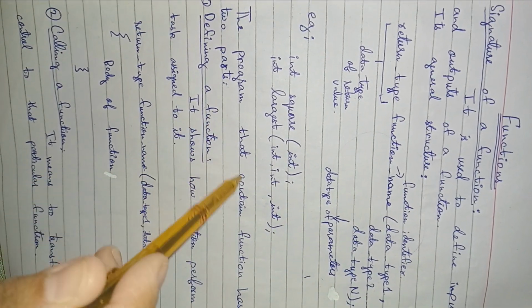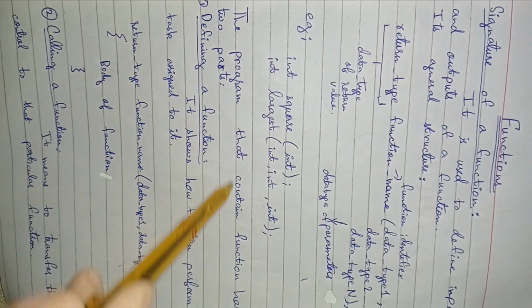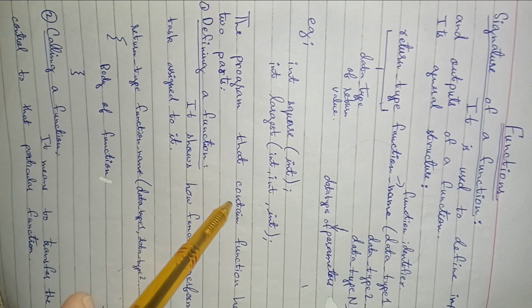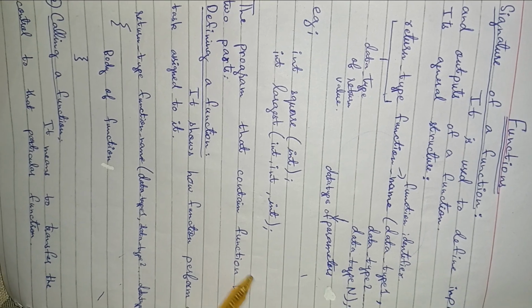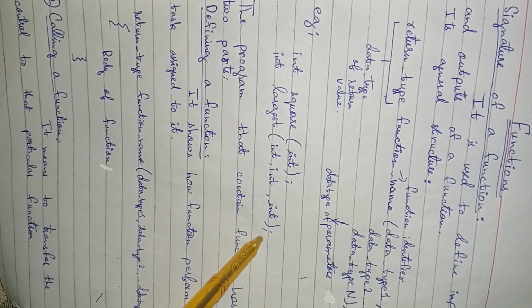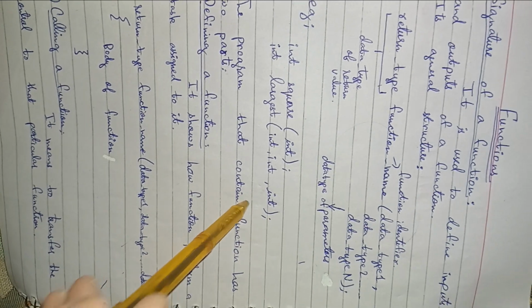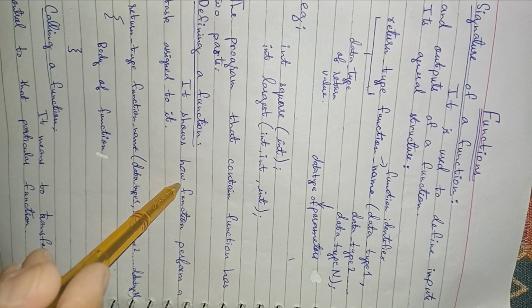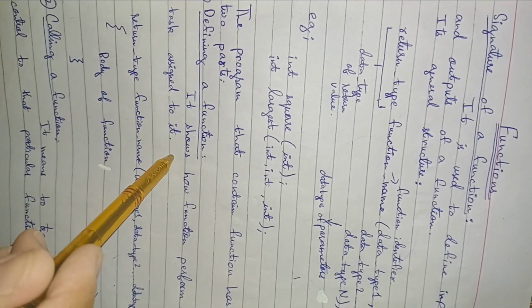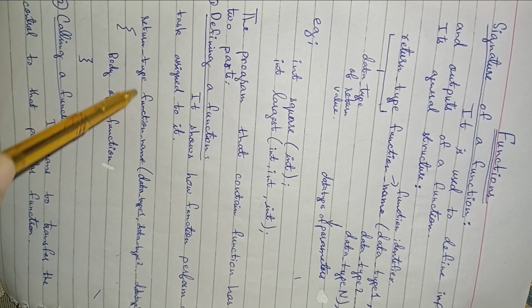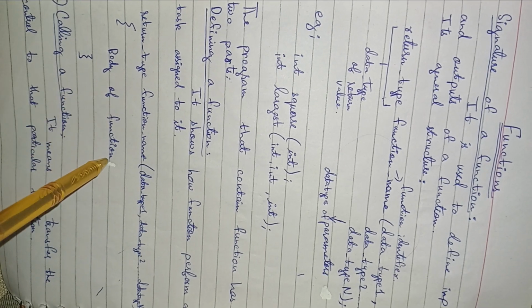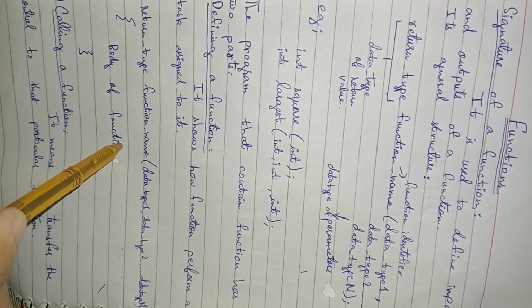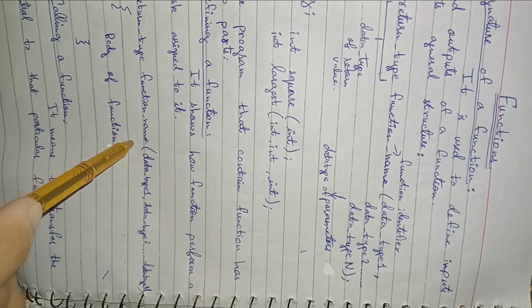Now we see that a program that contains a function has two parts. Number one is defining a function. Basically the signature of a function does not describe how the function performs the task assigned to it, but the function definition shows how the function performs the task assigned to it, right? So when we see it, it has the return type, function name and the data types of parameters, and here is the body of the function. Now you know that the body of the function is the set of statements which are executed in the function to perform the specified task, right?